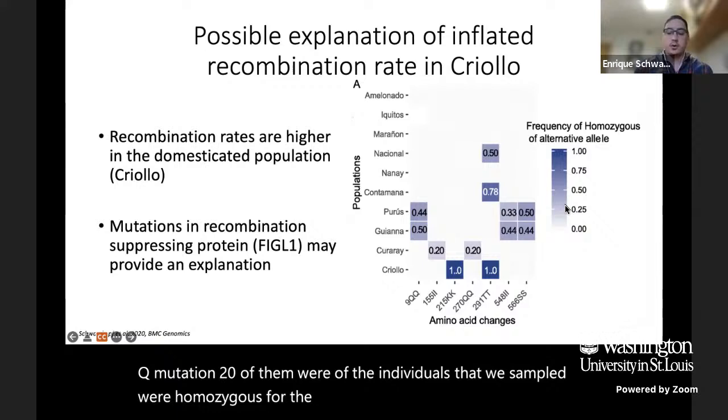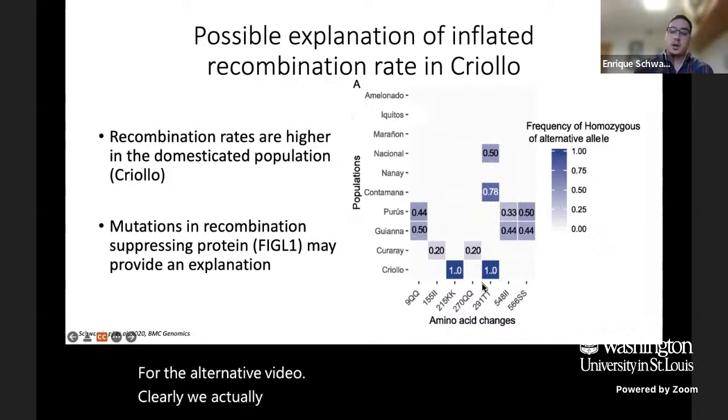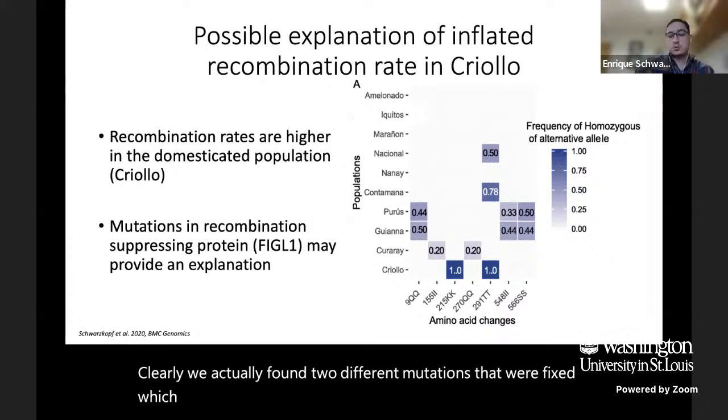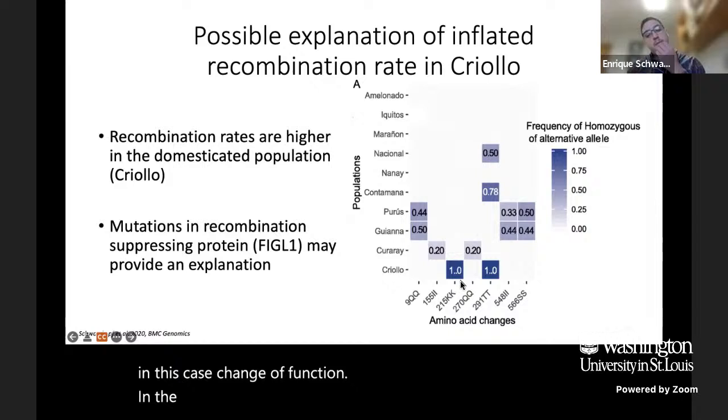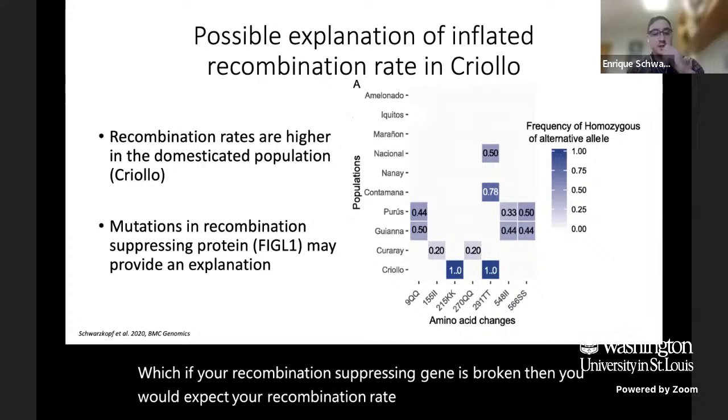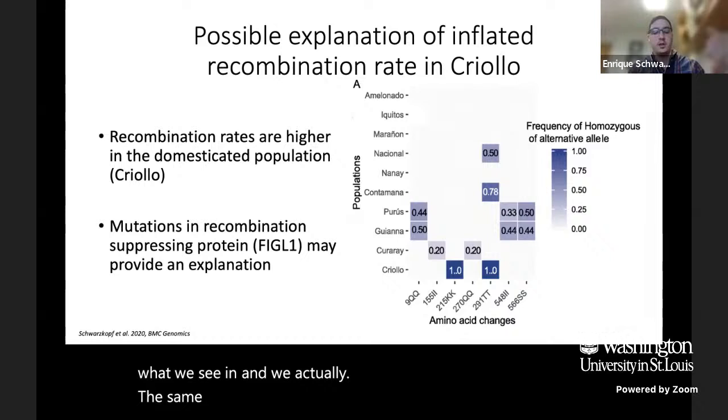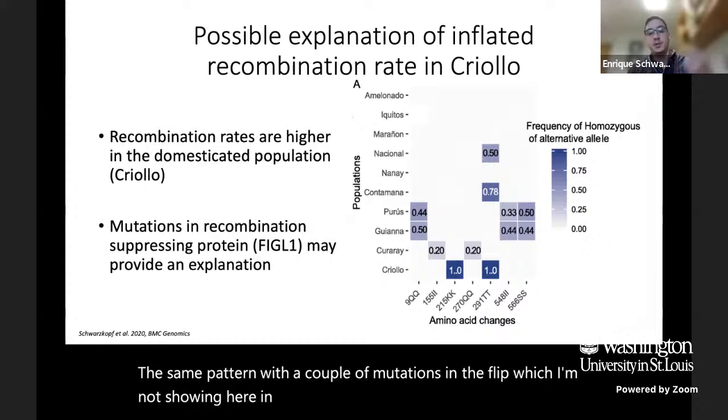In Criollo, we actually found two different mutations that were fixed, which indicates a likely change or loss of function, or in this case, change of function in the Criollo population. If your recombination-suppressing gene is broken, then you would expect your recombination rate to skyrocket, which is what we see in Criollo. And we actually see the same pattern with a couple of mutations in FLIP, which I'm not showing here, the partner protein to FIGL1. So that was really exciting.